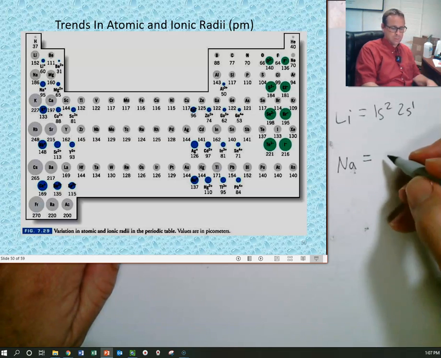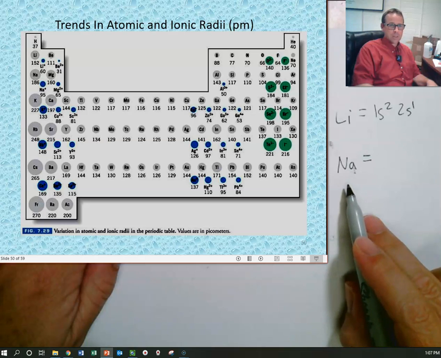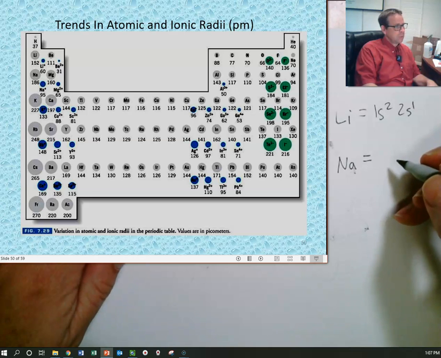One second, sorry. Electron configuration for sodium. I'm not sure. All right.